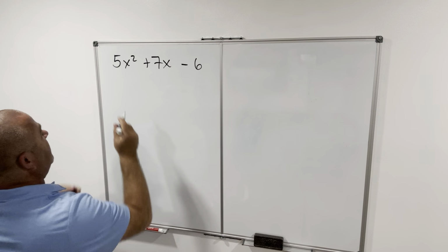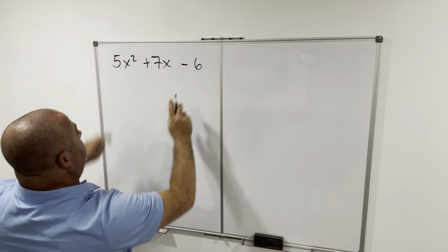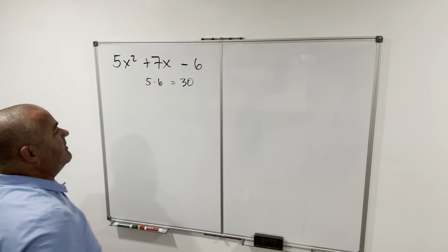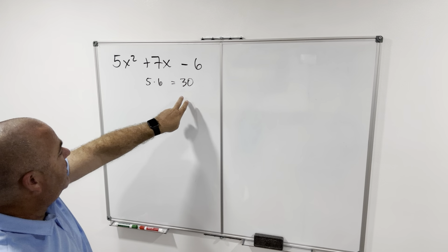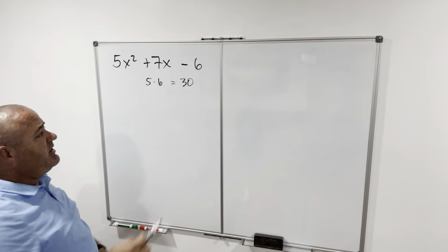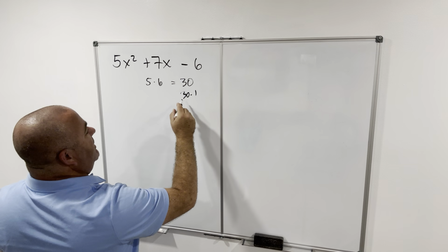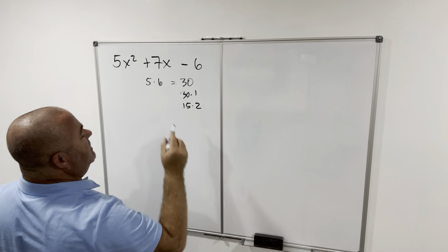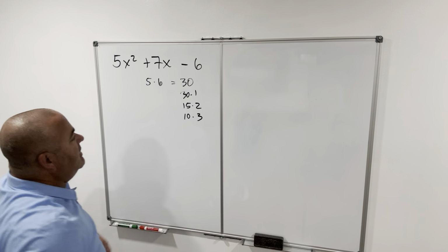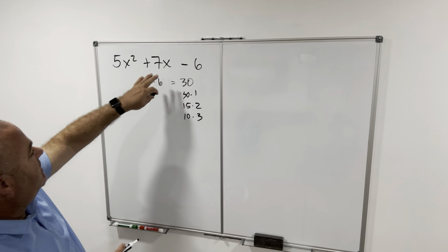a similar technique. This time we're going to take our first term and our last term, at least the coefficients, and multiply them together. So we're going to take 5 times 6, and that gives us 30. Now we're going to look at factors of 30, and again, because this is negative, we want factors of 30 with a difference of 7. And so we can do 30 times 1, we can do 15 times 2, we can do 10 times 3, which is going to work because 10 minus 3 is equal to 7.